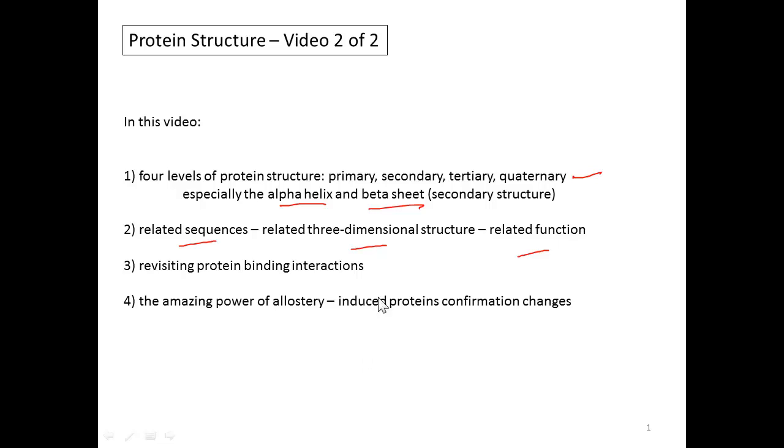We're going to go into greater detail about binding interactions for protein, and then we're going to talk about a structural way that proteins control their activity. So we're already going to start talking about sort of a high level of regulation of the protein, and it's pretty amazing the way it happens automatically. I think you'll like that.